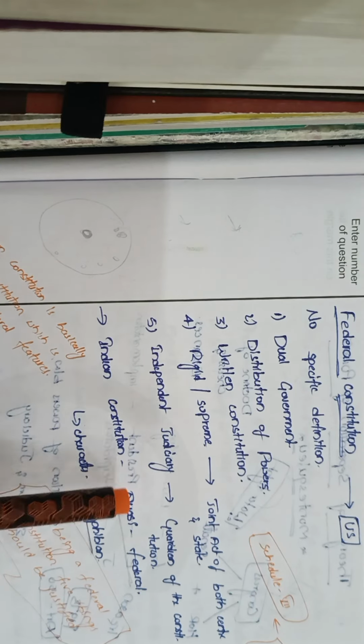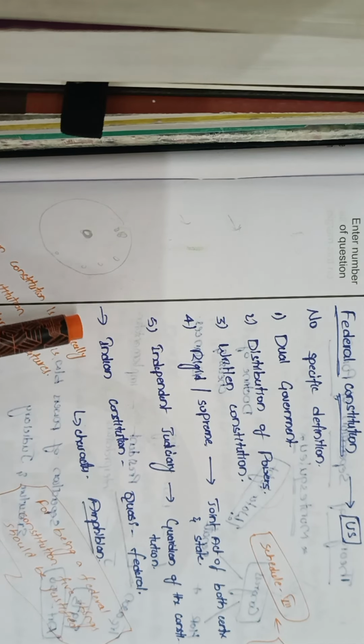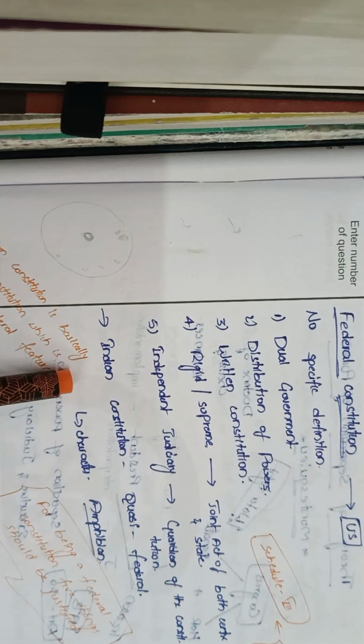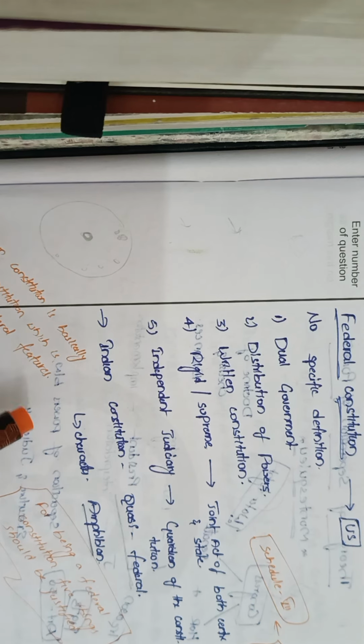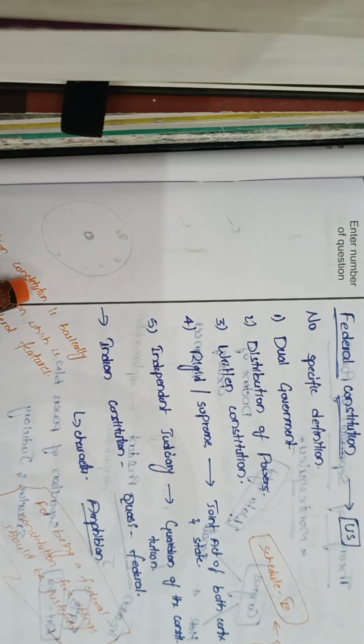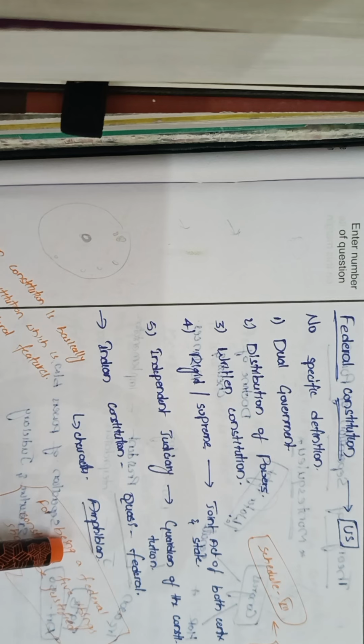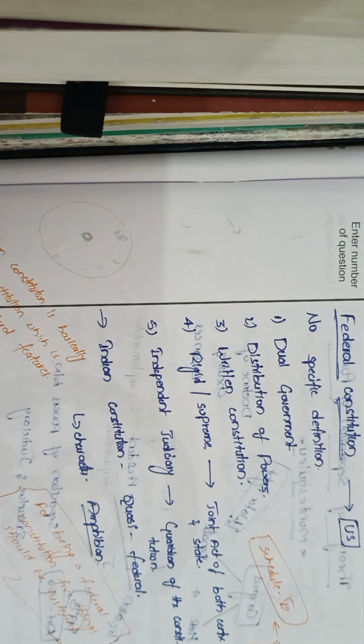Comparing all these, our Indian constitution is not a purely federal constitution. We call it quasi-federal. Its characteristic is like an amphibian. Amphibian means, for example, a frog. It can be sustained on land and it can be sustained on water also. So it can change according to the availability of sustenance.